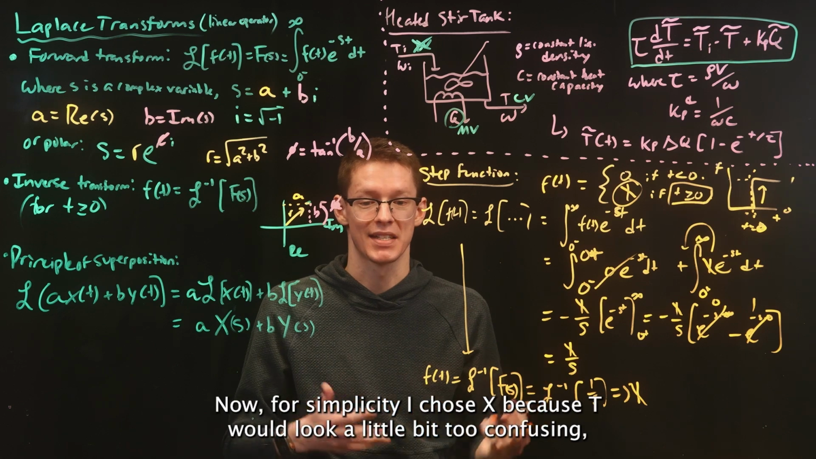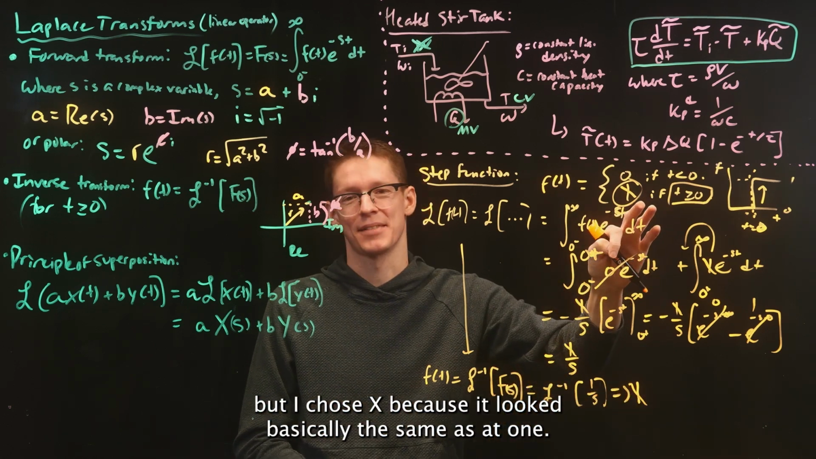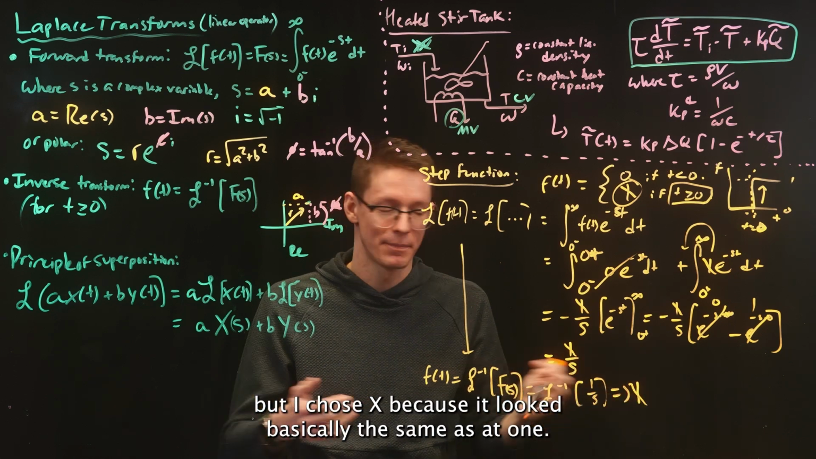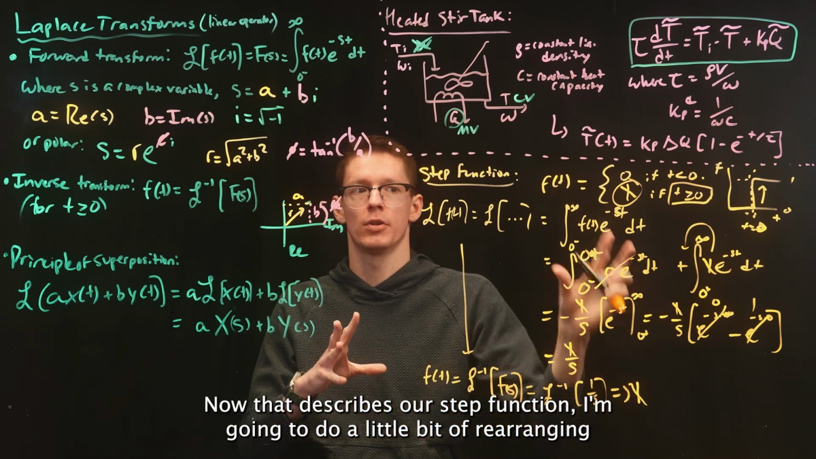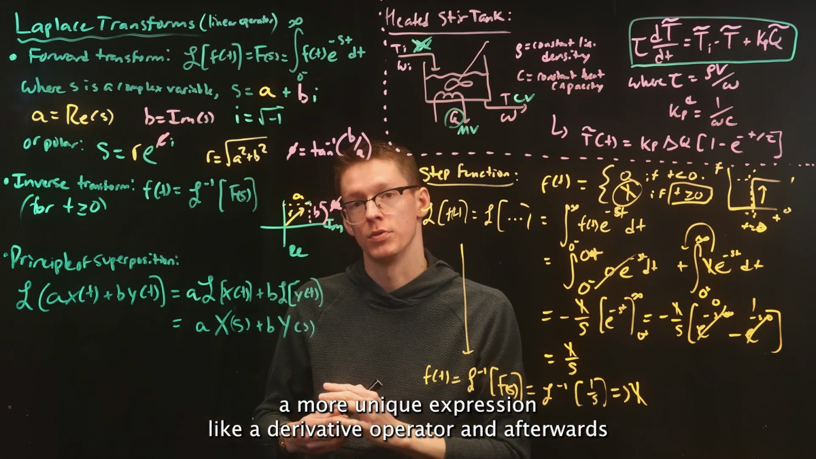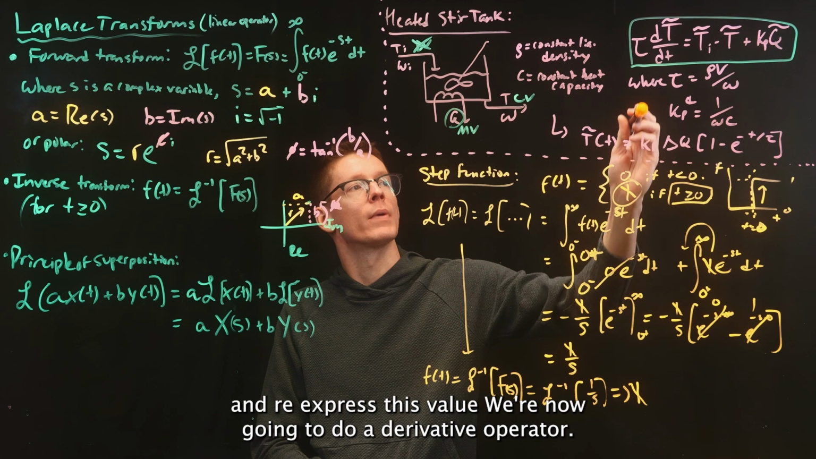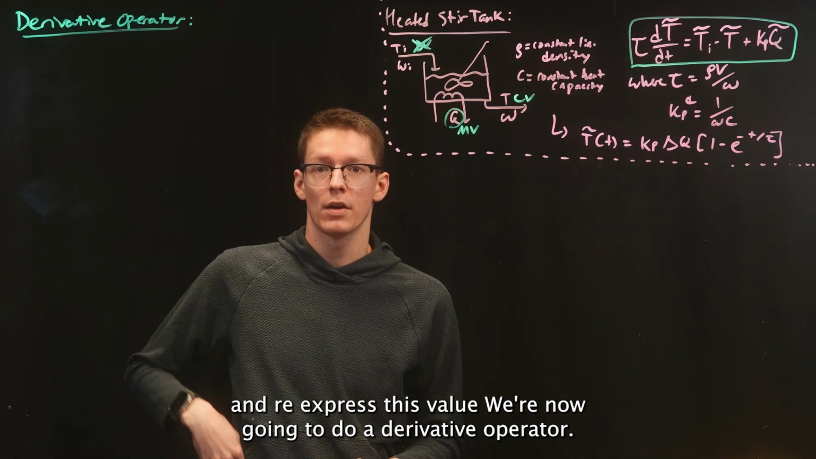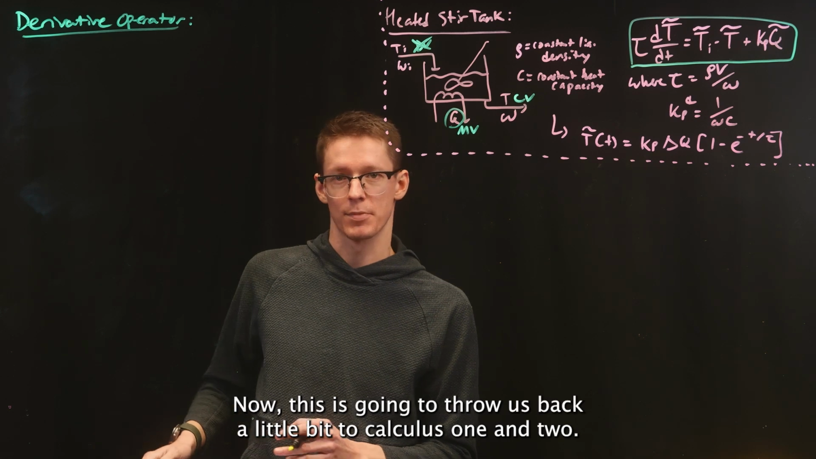Now, for simplicity, I chose x because t would look a little bit too confusing, and x looked basically the same as a 1. Now, that describes our step function. I'm going to do a little bit of rearranging so that we could describe a more unique expression like a derivative operator, and afterwards we're going to re-express this value. We're now going to do a derivative operator. Now, this is going to throw us back a little bit to calculus 1 and 2.